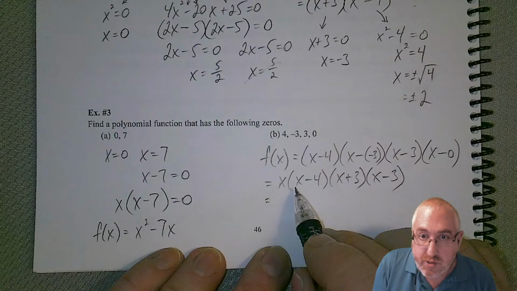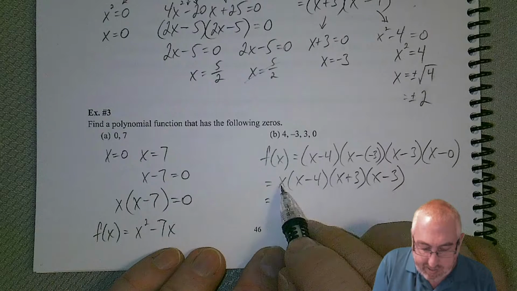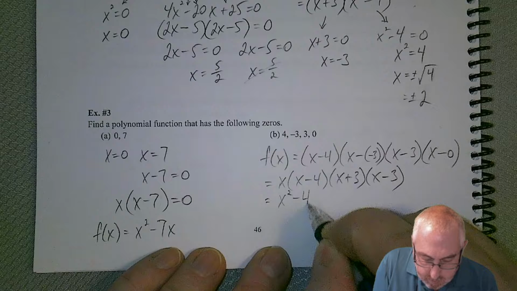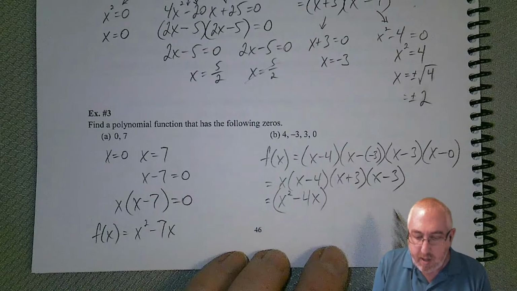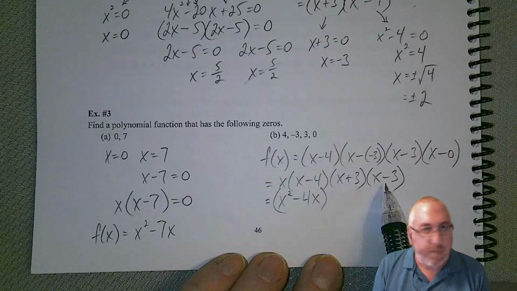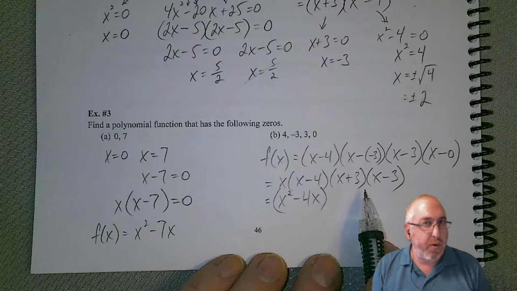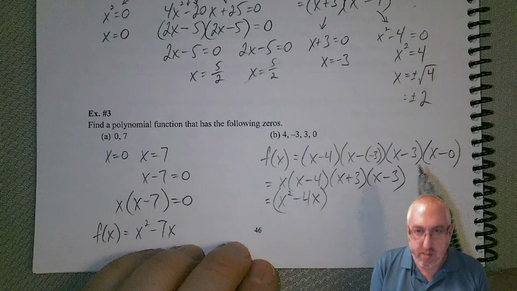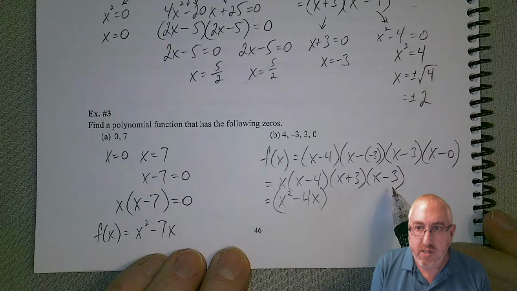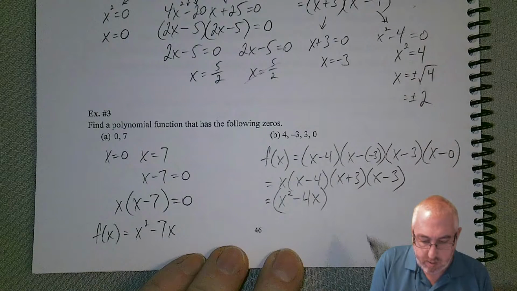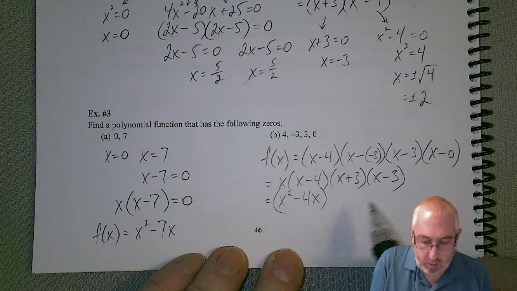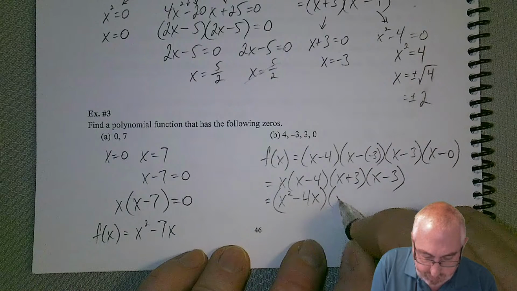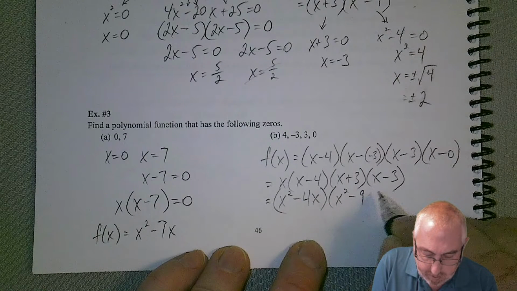Let's multiply the first two together first. We can distribute that x in pretty quickly to get x squared minus 4x. And what about these two? Do you remember the shortcut for that one? Because they're very much the same, except one's got a plus and one's got a minus, we can do this pretty quickly. If you FOIL it out, those inside and outside products are going to cancel. So all you're left with is x squared minus 9.